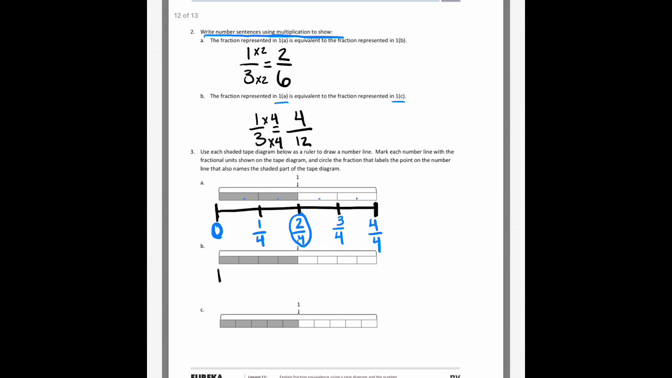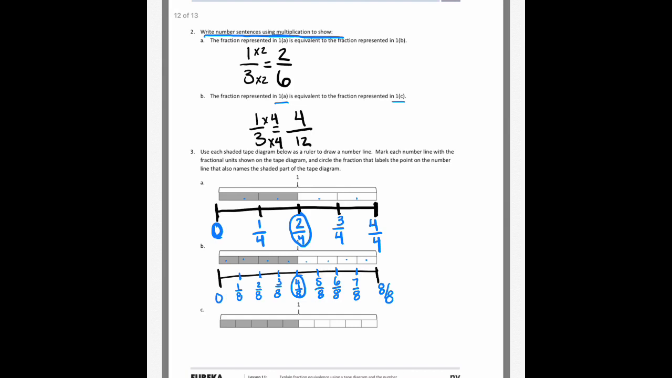Okay, we're going to do the same thing again on part B. So I'm going to draw my own number line. And now I need to count all the pieces to see what I'm going to count by. Looks like I'm counting by eighths. So I'm going to line up my lines here. I'm going to count by eighths. So start with 0, 1/8, 2/8, 3/8, 4/8, 5/8, and I'm going to circle that 4/8 because it's the shaded part. 5/8, 6/8, 7/8, and 8/8.